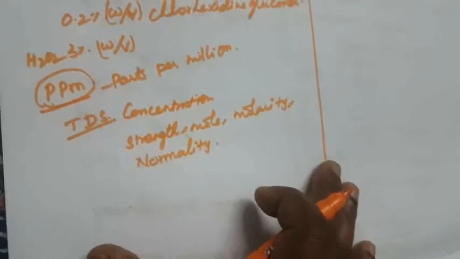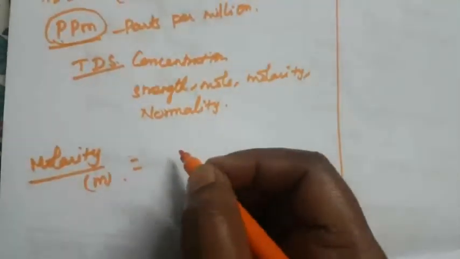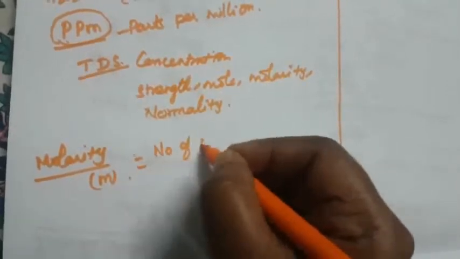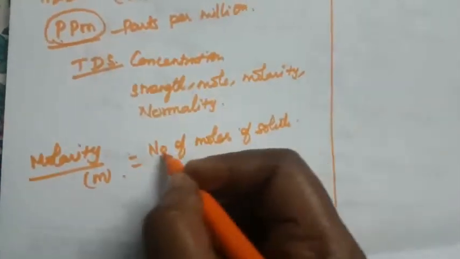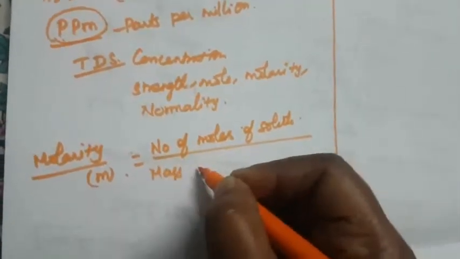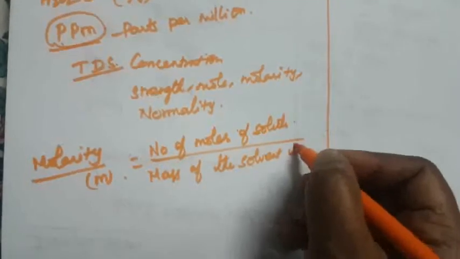So these are different ways of expressing the concentration of the solution. So let us learn the different concentration terms to prepare a solution of a specific concentration. First we are going to see what is meant by molality. Molality is expressed in small m. So what is molality? Number of moles of solute dissolved in the mass of solvent in kilogram.